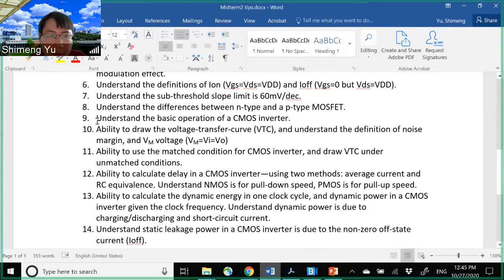And number 9, understand the basic operations of the CMOS inverter. So here, the important graph is this VTC curve, voltage transfer curve. And understand the definition of the noise margin and the Vm voltage.